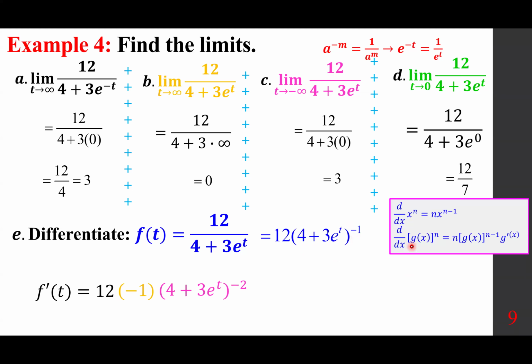And then g prime of x is the derivative of the inside, which is 3e to the power of t. Now we got to put all of them together. So this has exponent -2, it goes down. This is a fraction bar. This goes down and has a positive exponent. 12 times -1 times 3 is -36. E to the power of t, they remain in the numerator.